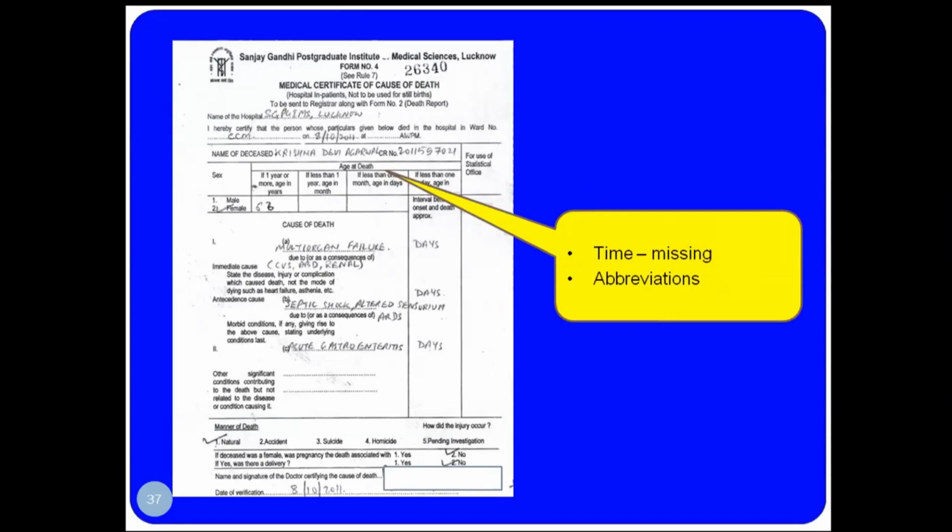So you have to be very cautious when you are writing a death certificate. It's a very important document. So devote some time. And if you are confused about what to write, please discuss with your seniors and with your family.